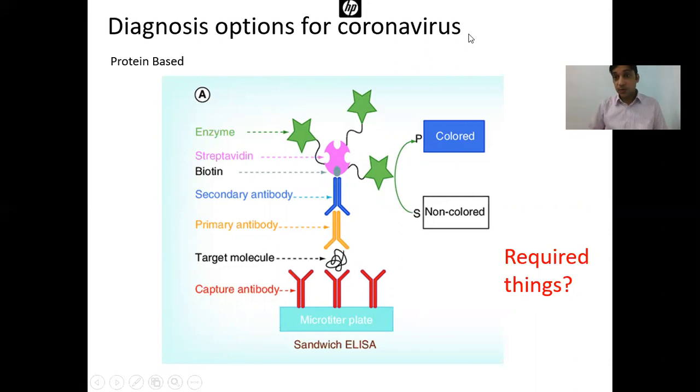What are the diagnostic options we have in order to test any virus, particularly the coronavirus? So usually a virus can be detected with the 2 types of components present in them. The first is that the virus contains certain proteins, so we can use antibodies to detect the presence of these proteins and to detect the virus. The second thing is that we can use the information present in the nucleic acid of the virus. So we can detect the protein, or we can detect the nucleic acids present in the virus.